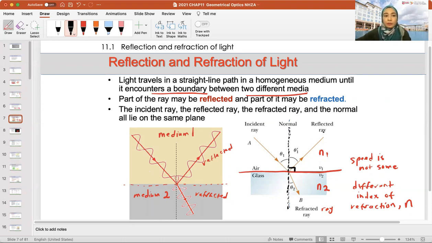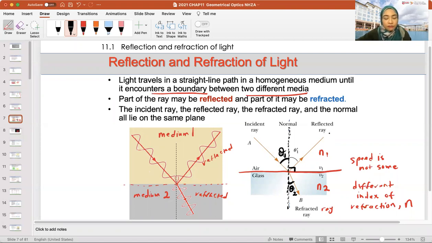Your normal, I'm going to repeat myself here, is always going to be 90 degrees with respect to your boundary. So if you have an incident ray, your angle theta is with respect to the normal. So incident ray with respect to the normal, this is your theta 1. And then your refracted ray with respect to the normal, your normal is here, right? So with respect to the normal, this is your refracted angle. This is your incident angle. This is your refracted angle.